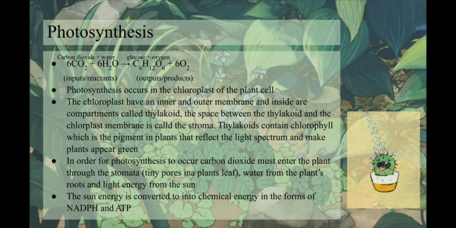In order for photosynthesis to occur, carbon dioxide must enter the plant through the stomata, which are tiny pores in a plant's leaf. It also needs water from the plant's roots and energy from the sun. The sun's energy is converted into chemical energy in the form of NADPH and ATP.